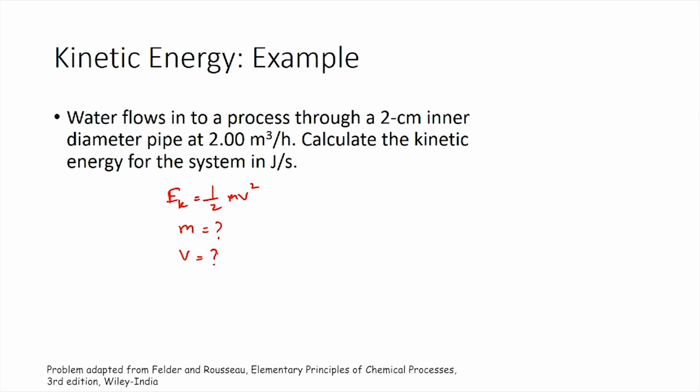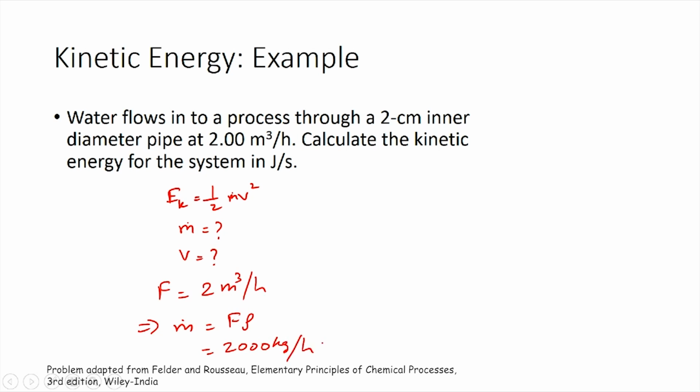So, m would have to be calculated from the volumetric flow rate. So, here we have m dot or mass flow rate, which we can calculate from the volumetric flow rate. We know that the volumetric flow rate F is 2 meter cube per hour. This implies mass flow rate would be volumetric flow rate times density. So, density of water is 1000 kilograms per meter cube. So, you get 2000 kilograms per hour.